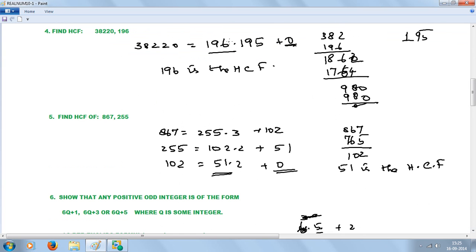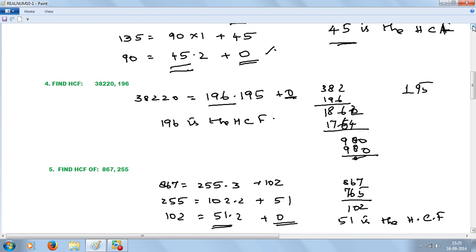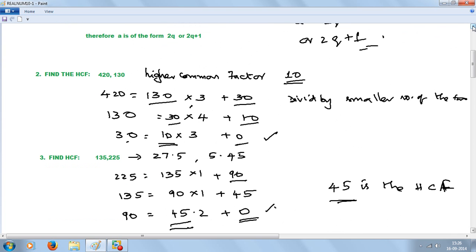Now, what did you notice in this? Finding the highest common factor. First, we divide the bigger number by the smaller number. Next, we take the smaller number and divide it by whatever balance is left over. So we are getting a new balance. Again, this 30 we are dividing by the balance of the previous one, till the balance becomes 0.